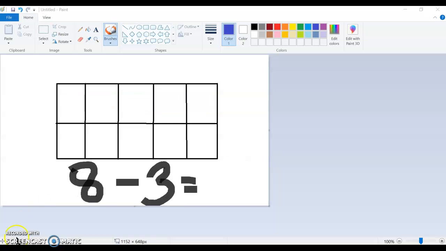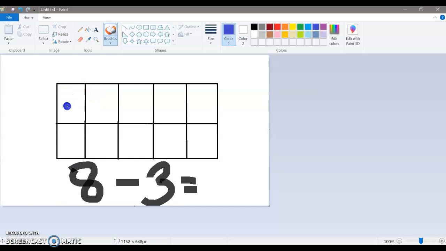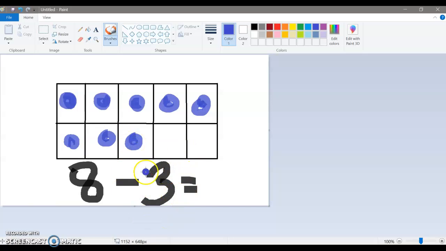Okay, so here's another problem. We have 8 minus 3. Again, we're going to draw this many circles. The first number is how many circles we're going to draw in our tens frame. So we have 8, so we're going to draw 8 circles. 1, 2, 3, 4, 5, 6, 7, 8. All right?